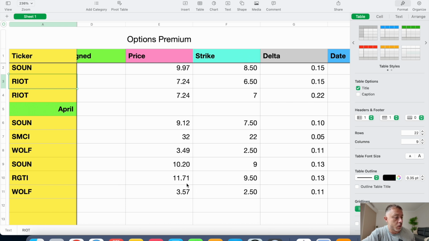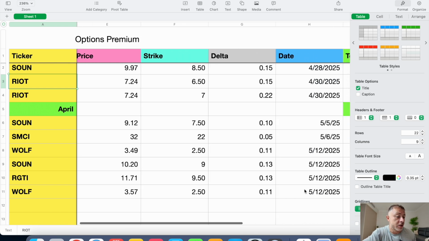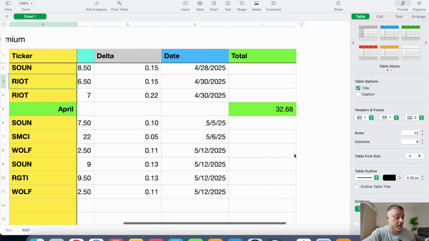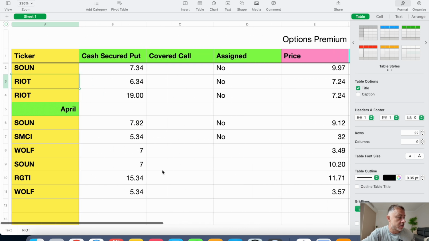Rigetti was $11.71, and I sold it at a $9.50 strike. Wolf was $3.57. I sold $2.50. This is a different account. That's why there's 2 different prices there, because I sold them at different times. But if you look over here, I don't have any totals here because I'll just total it up at the end of the month. But like I said, so far you can see here the totals. We've got this week $35, about $47 so far this month, in only 2 weeks.